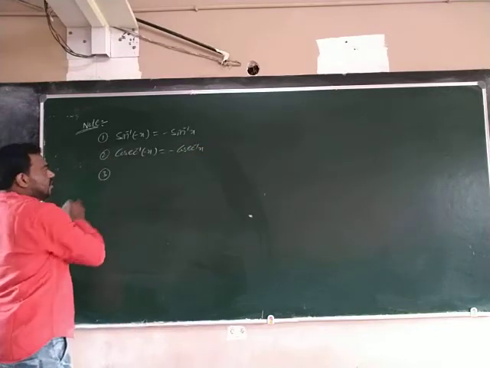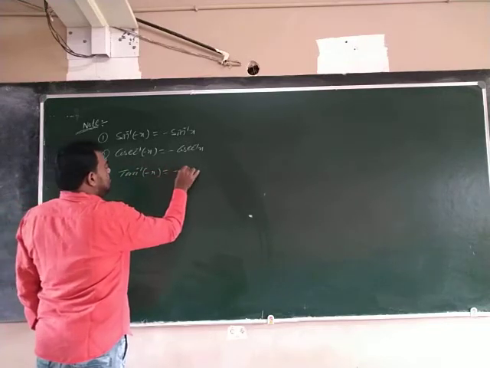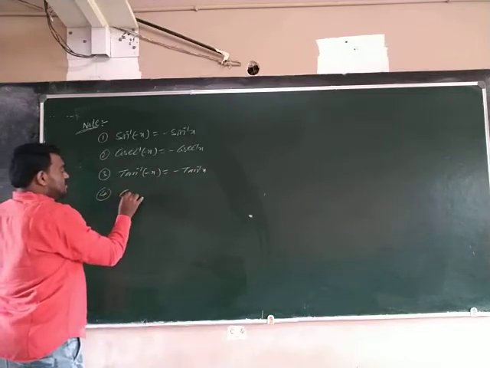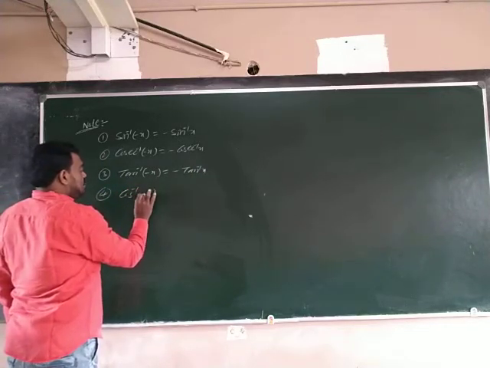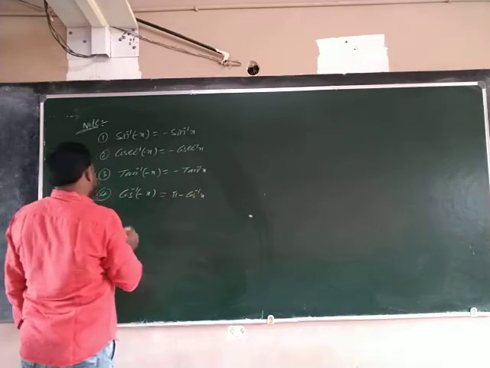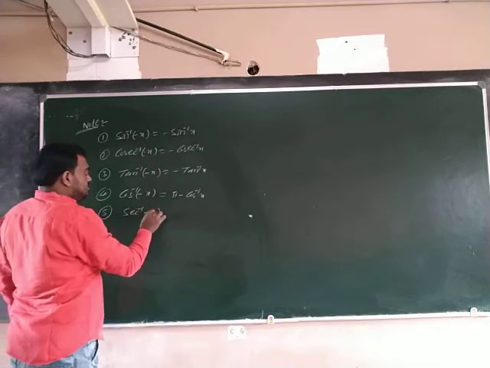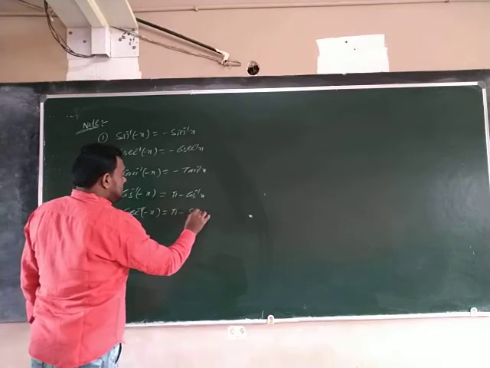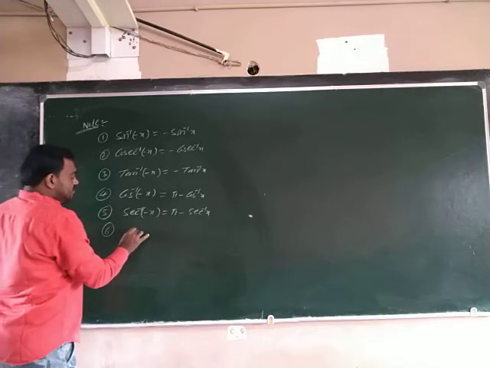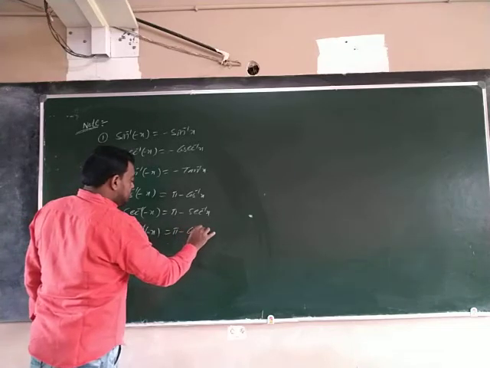Next, third one, tan inverse of minus x is equal to minus tan inverse of x. Fourth one, cos inverse of minus x is equal to pi minus cos inverse of x. Fifth one, secant inverse of minus x is equal to pi minus secant inverse of x. Sixth one, cot inverse of minus x is equal to pi minus cot inverse of x.